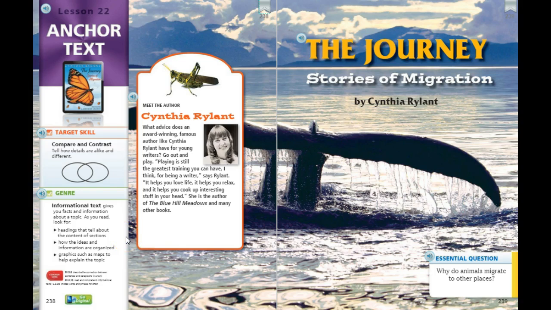So this is a story by Cynthia Rylant. You can read more about her here in the Meet the Author box. This is an informational text that gives you facts and information. You are going to find headings that tell about the content. Ideas and information are going to be organized, and graphics like maps might help explain the topic.